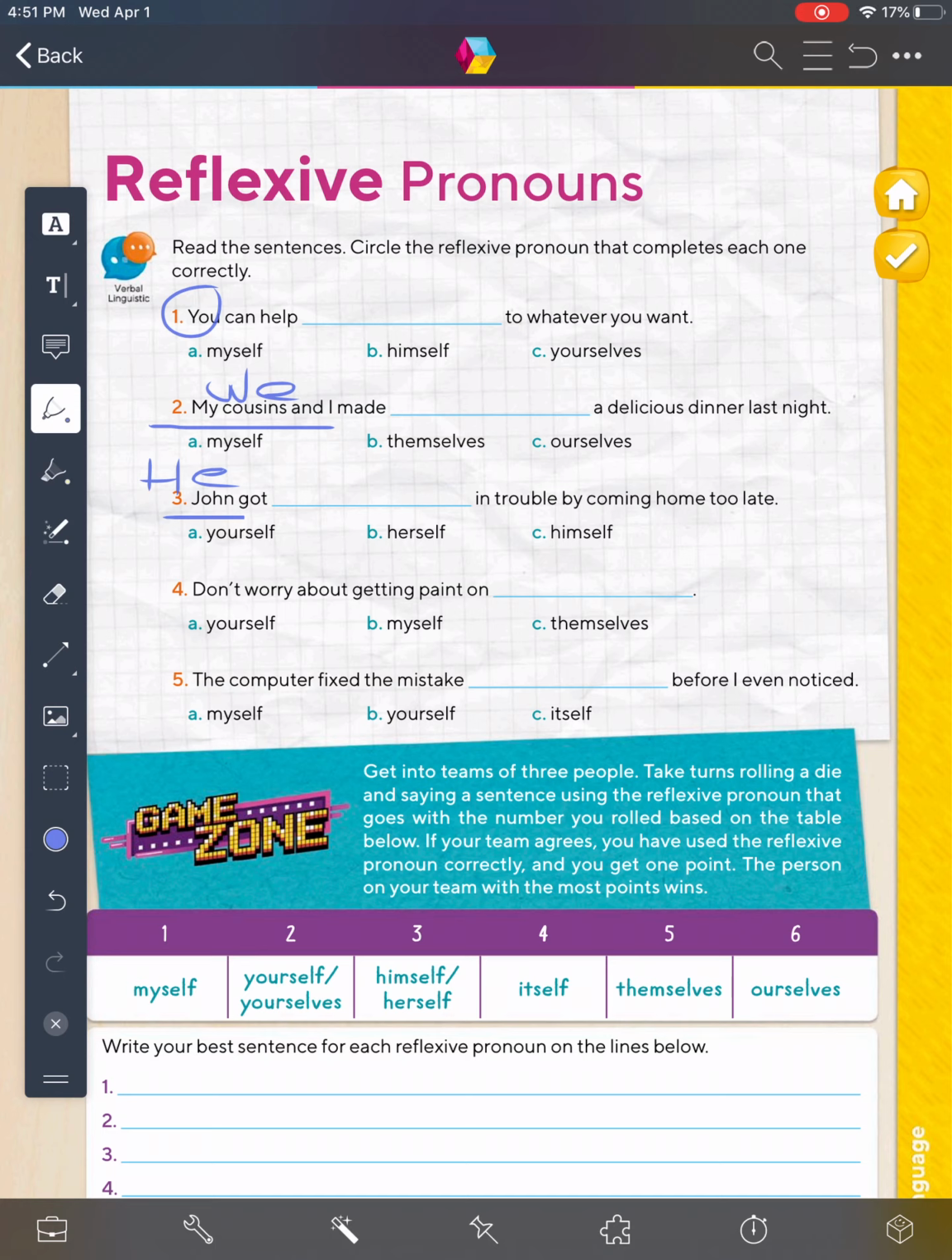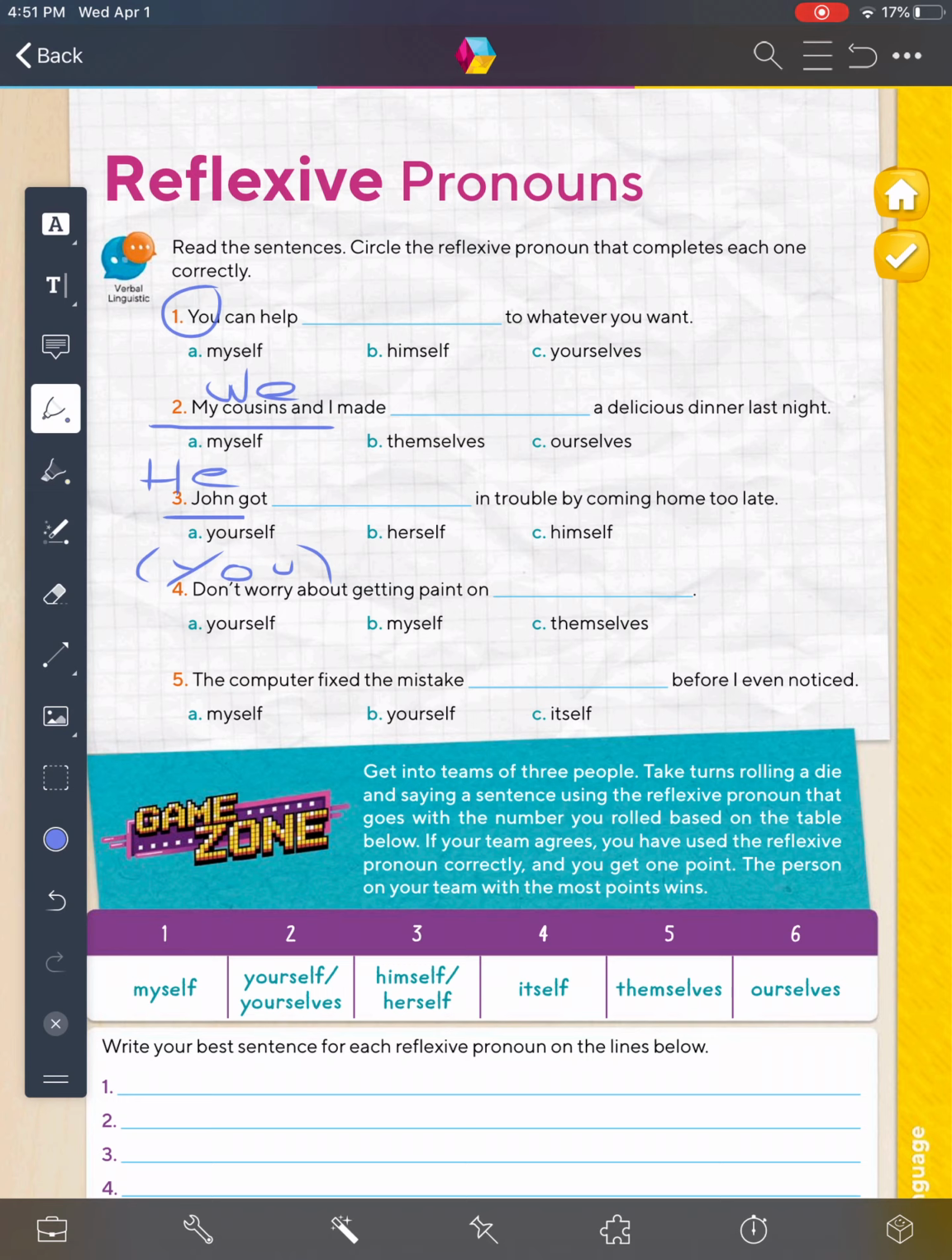Number 4. Don't worry about getting paint on. Now, if you notice, we don't have an explicit subject in this sentence, but you can tell that I am talking to you, like if it was an imperative sentence, okay?